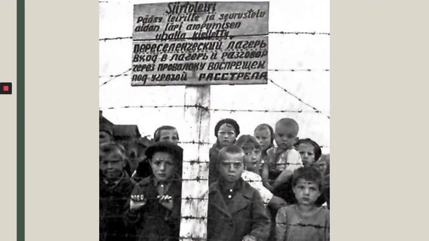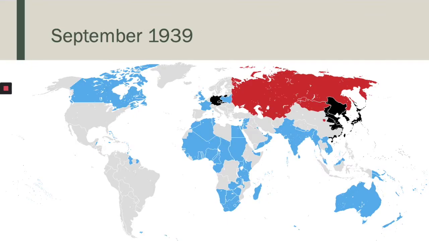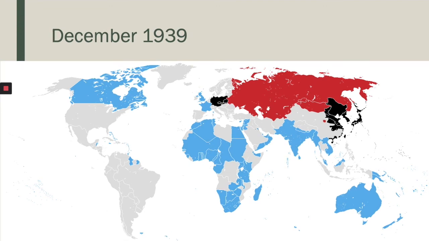Here are some pictures of the concentration camps run by Germany. These people would be starved, and so you can see how thin they were. They were fed barely anything and worked all day. And then here's a picture of how the map looks throughout the war. The black would be the Axis, and the blue would be the Allied powers. And the red is Russia.